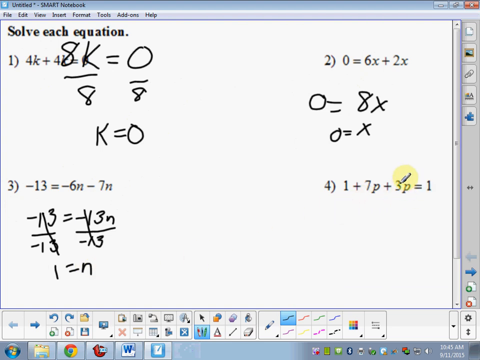On number 4, again, here's my equal sign. I have the same variable on the same side of it, so I have to combine like terms. 1 is not a like term. 1 does not have a variable, so 1 is just going to come down for the ride. And then I'm going to have 1 plus 10p equals 1. Now to isolate this variable, I can't divide by 10 just yet because I have this 1 hanging on over here. Because it's a positive 1 and it's being added, I know that I can subtract it off. So I'm going to subtract 1 from both sides. That's going to leave me with 10p equals 0. And now similar to 1 and 2, I would divide 10 on both sides and I would end up with p equals 0.